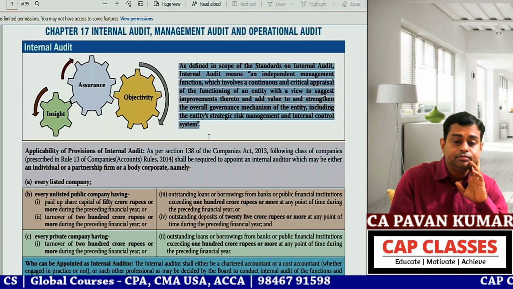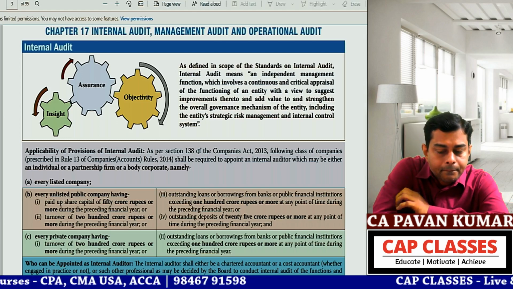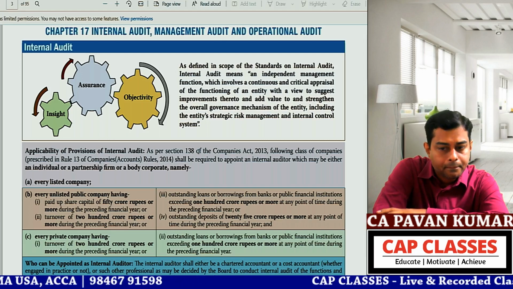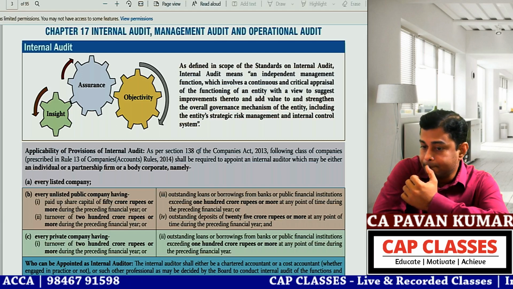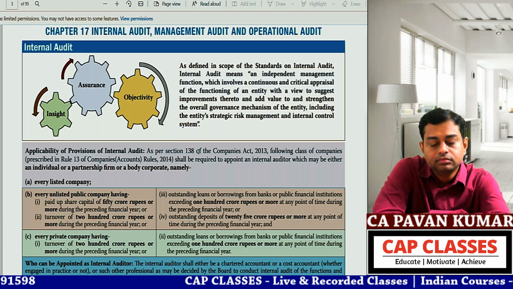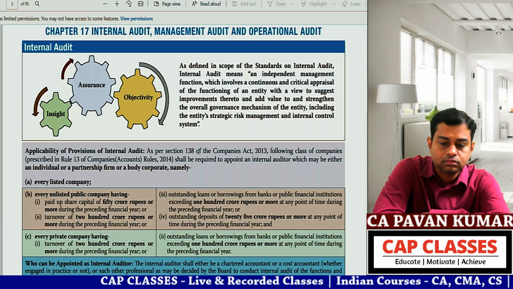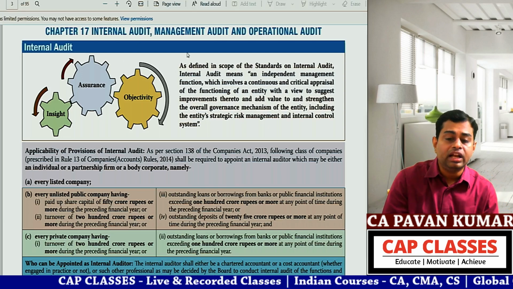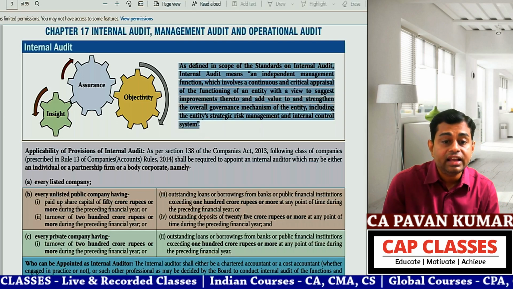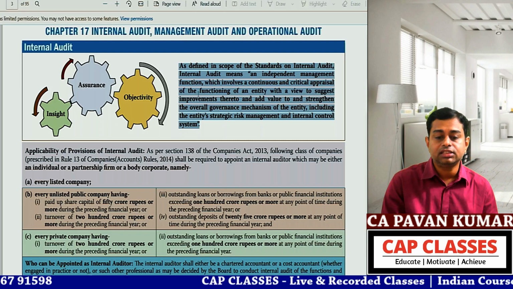Can you please read this, ma'am? Yes, sir. As defined in the scope of the standards on internal audit, it means an independent management function which involves a continuous and critical appraisal of the functioning of an entity with a view to suggest improvements thereto and add value to and strengthen the overall governance mechanism of the entity, including the entity's strategic risk management and internal control system. Super. All of you, I'll give you 20 seconds. Read this again. So are you done reading this?